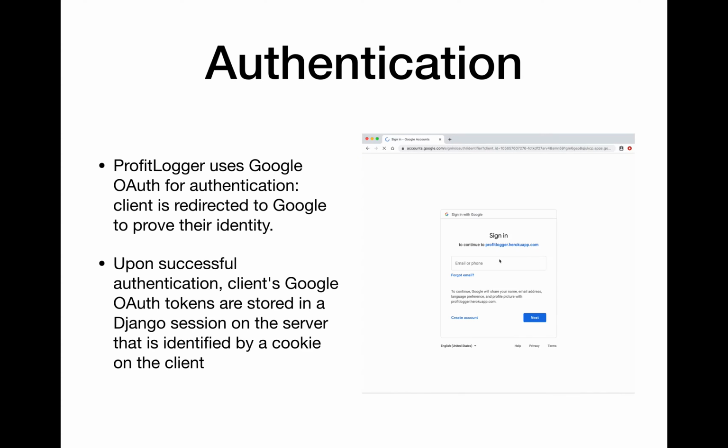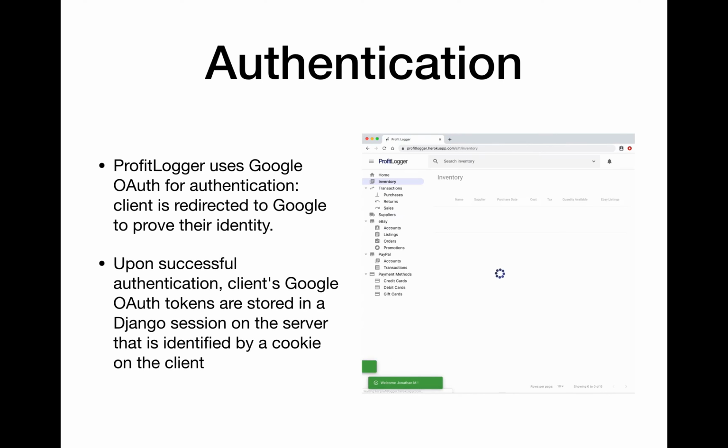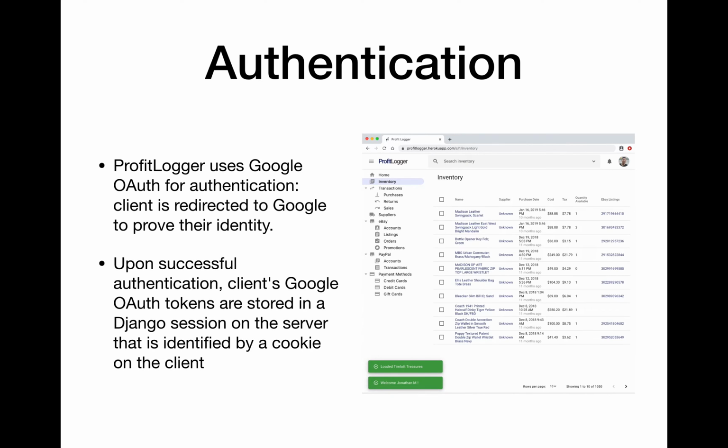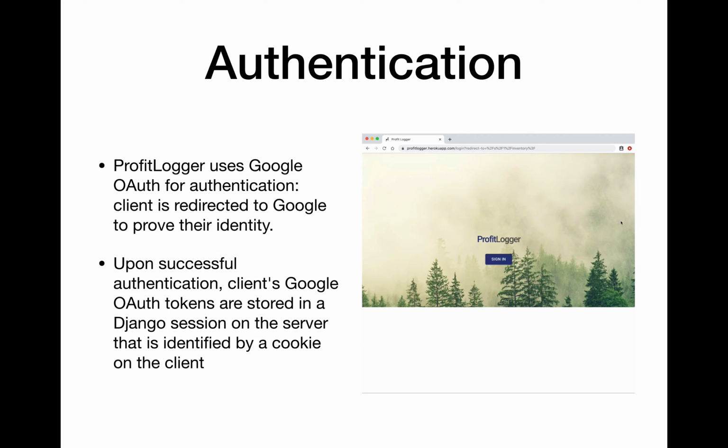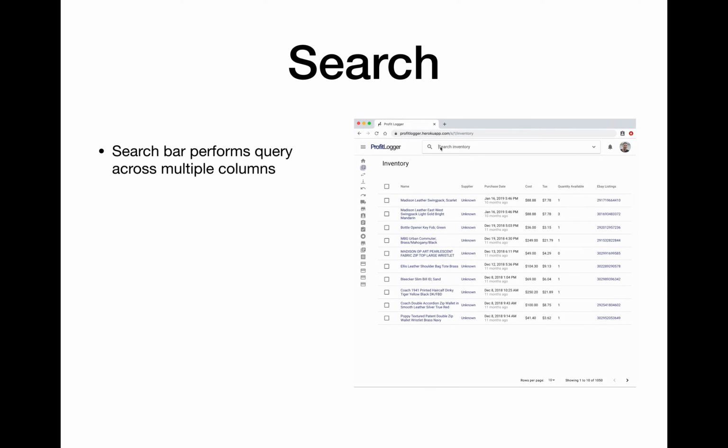So in terms of authentication, ProfitLogger uses Google OAuth. Basically, the client is redirected to Google to prove their identity. And upon successful authentication, the client's Google OAuth tokens are stored in a Django session on the server, and that session is identified by a cookie on the client.